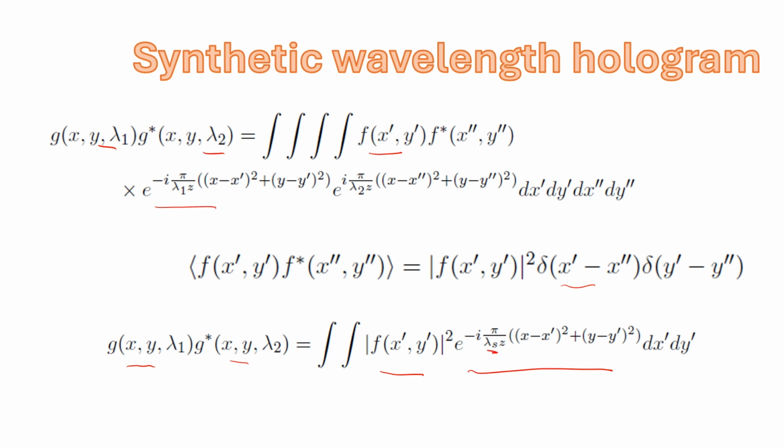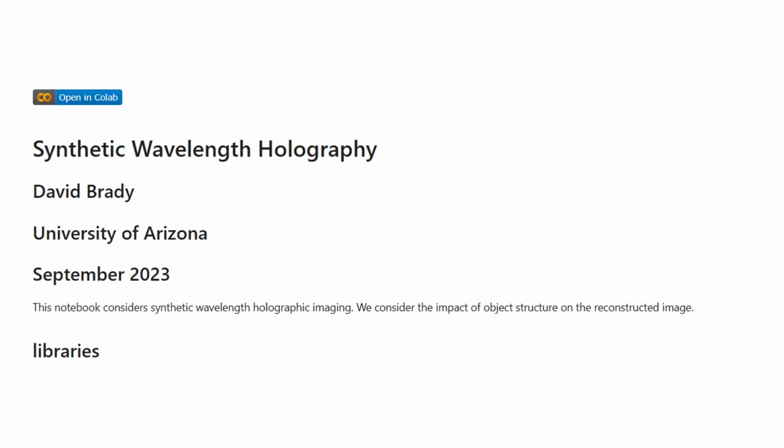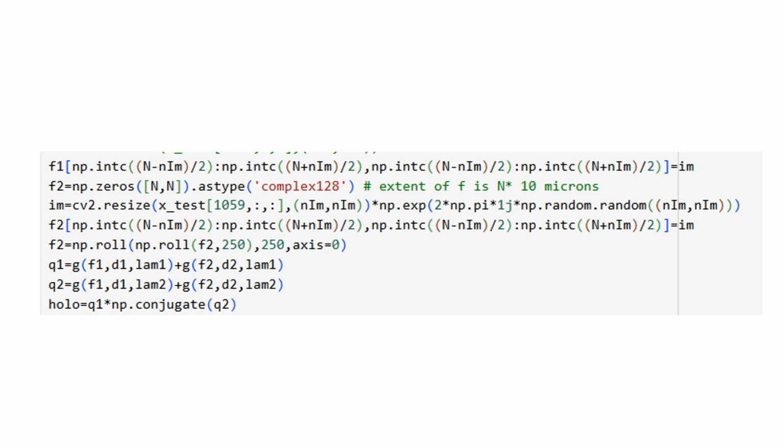This kernel operates at the synthetic wavelength. So when we take this 1 over lambda 1 minus 1 over lambda 2, we generate a synthetic wavelength, which is the geometric mean of lambda 1 and lambda 2. So in the GitHub repository that goes with these episodes, there's a notebook that implements a simple example of synthetic wavelength holography. So you can go look at that notebook, and there you see we have the field of image 1 and the field of image 2 in the system.